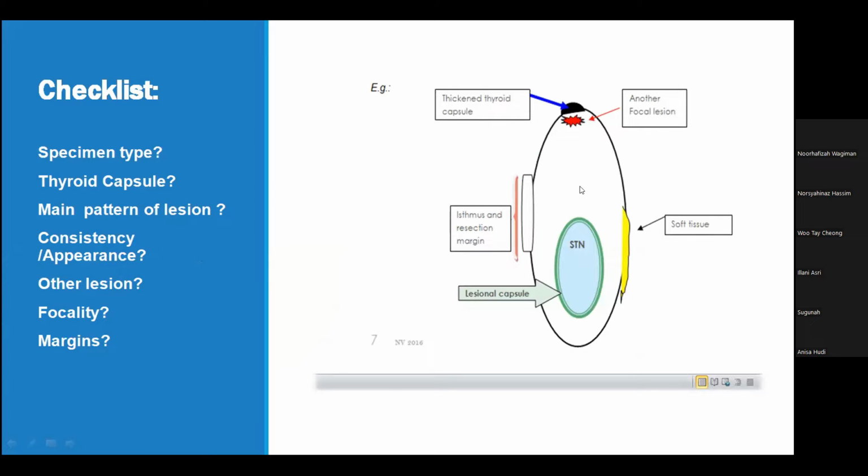Focality, for example: they send it for hemithyroidectomy for a solitary thyroid nodule, but we still have to check if there is any other lesion and describe accordingly, because sometimes we can have surprises in the same lobe, although we didn't suspect. All right. Okay.